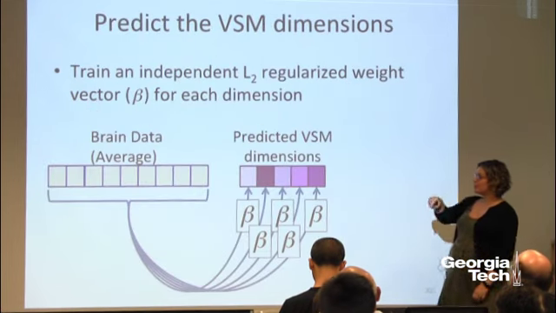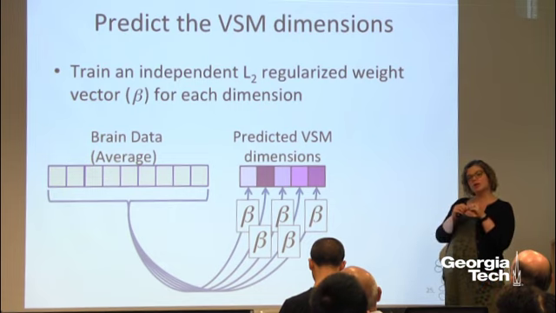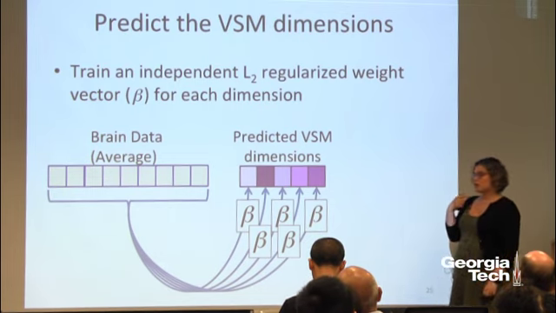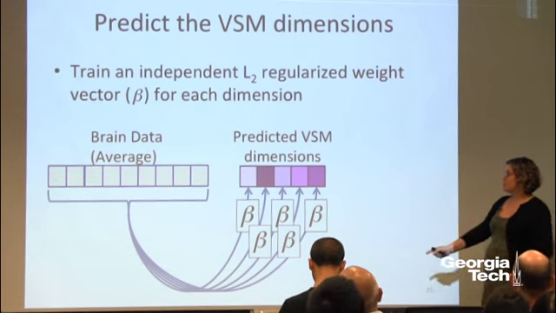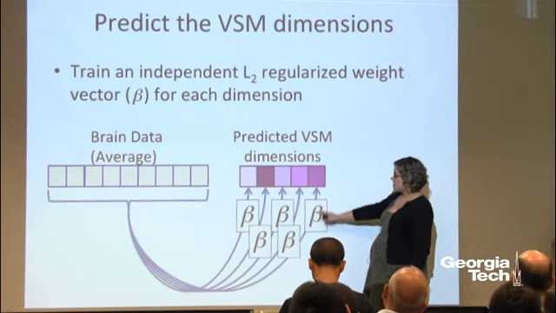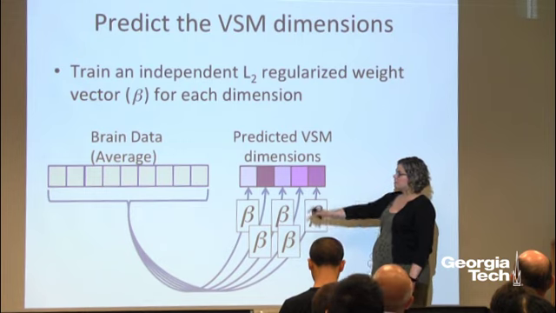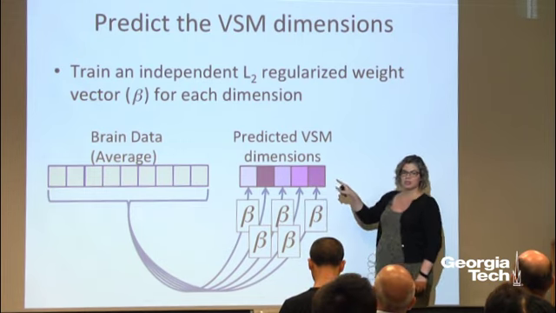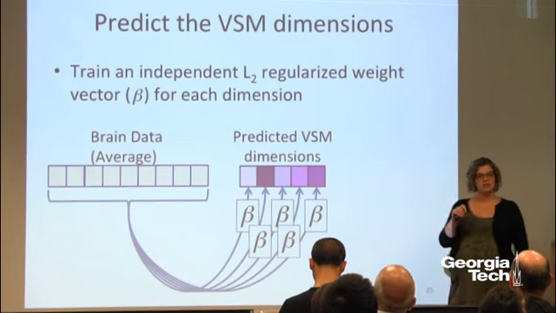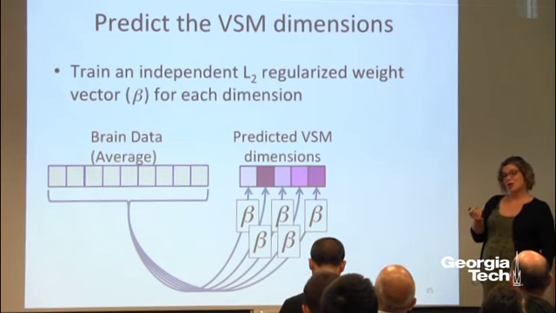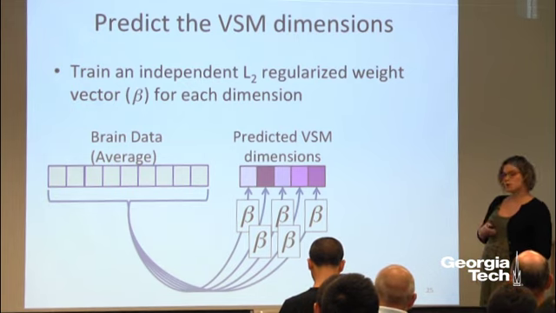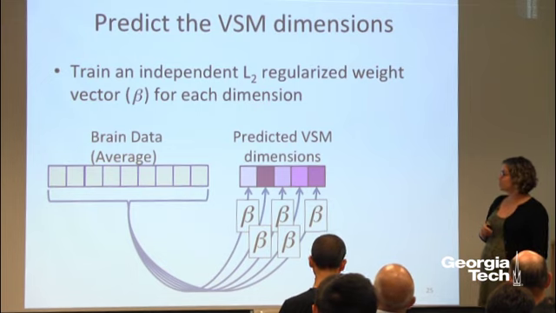So now we have a brain data average that tells us what the brain usually looks like when you read a word, like banana. We're going to train a regression model for each one of the dimensions of our vector space model. So that's what these betas represent. And we're going to use the brain imaging data multiplied by that beta vector to predict one of the dimensions. So each one of the beta vectors is independent. That means we have an independent model for every dimension of the vector space. Another room for improvement, but another simple assumption we made that actually ends up working really well.